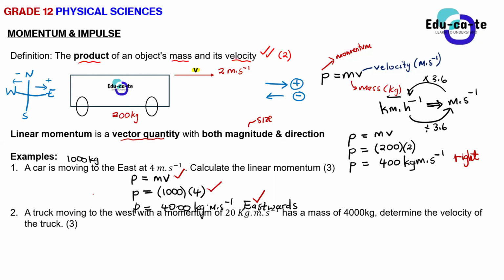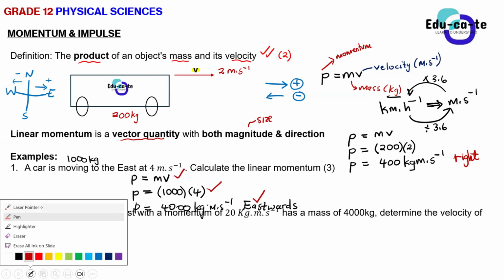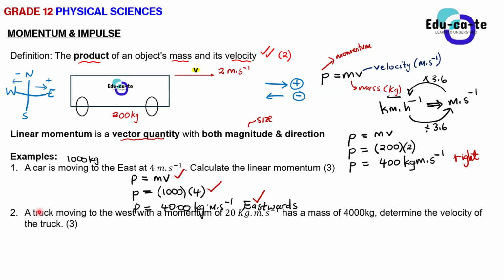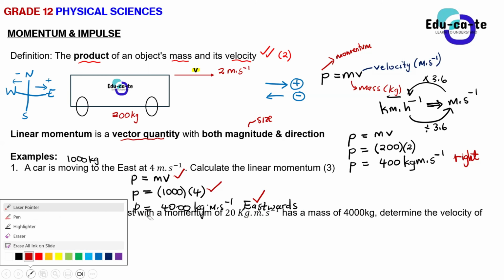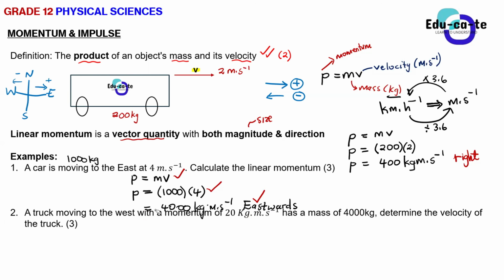I don't know if it is really visible here. It says a truck moving to the west. Okay, let's do it. A truck moving to the west with a momentum of 20 kilograms meter per second has a mass of 4,000 kg. Determine the velocity of the truck. All right, let me just erase here so that you can see better. We already found the answer. Can you all see the statement clearly?